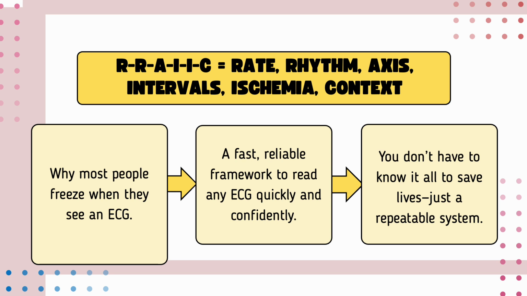So you don't need to know every ECG diagnosis in the books. You're never going to know every single ECG clue. What you should focus on is just, is this patient in need of immediate intervention, or is this something that looks normal, or is it something that we can still buy some time with? And that's when RAIC comes to mind. So first is the rate.